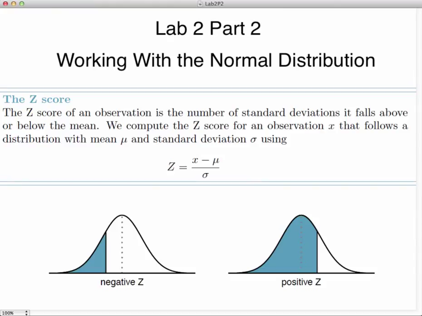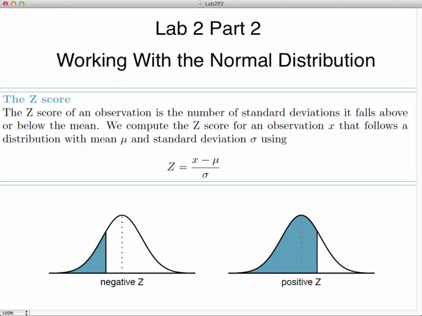Greetings, welcome to Lab 2 Part 2, working with normal distributions, but this time we're going to talk about the z-score. So in this exercise, we're actually going to be doing exercise 3.3. We're predominantly going to be talking about the z-score. So a quick review of what the z-score is all about.